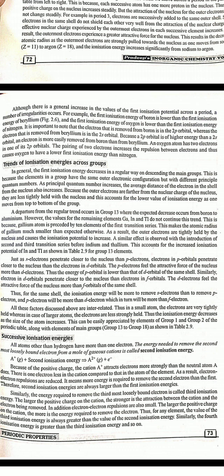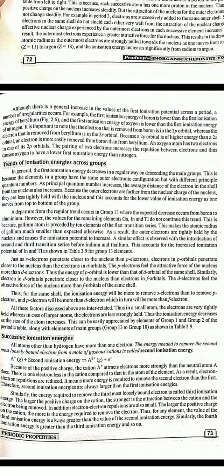All these factors discussed above are interrelated. Thus, in a small atom, the electrons are very tightly held, whereas in a large atom, the electrons are less strongly held. Thus, the ionization energy decreases as the size of an atom increases. This can be easily appreciated from the elements of group 1 and group 2, along with the elements of the main group, group 13 to group 18.